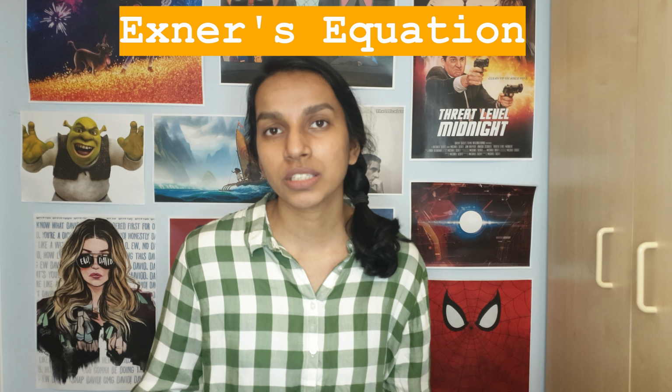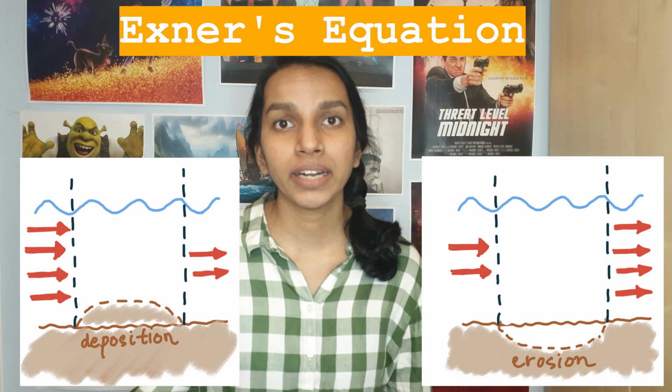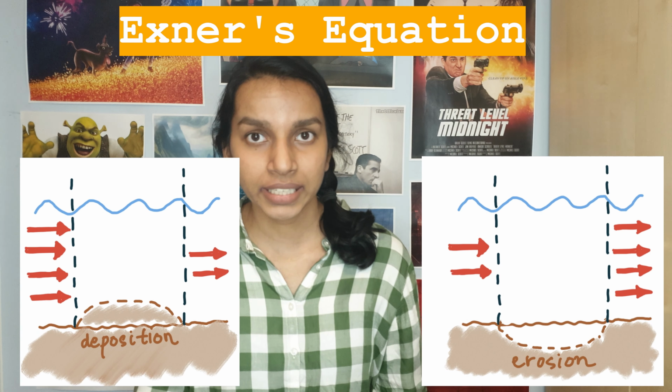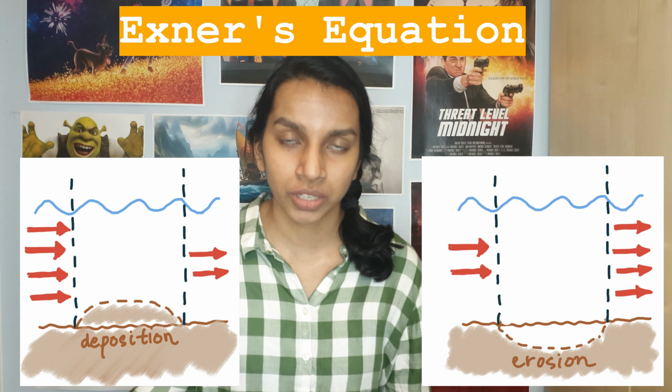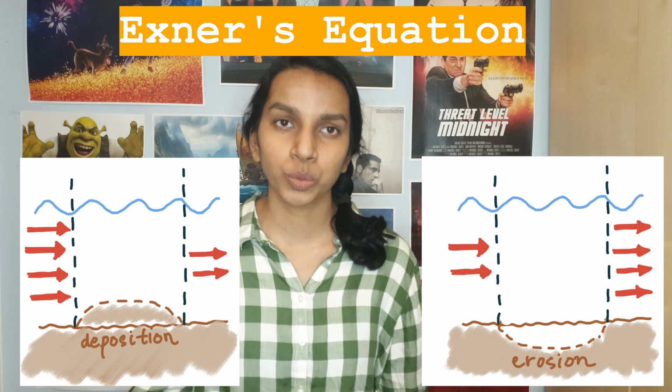This is understood by Exner's famous equation of conservation of sediment, which in essence means that if more sediment enters the section than it leaves, you will have a deposition, and if more sediment leaves a section than it enters, you will have erosion. Okay, now that we have all the necessary fundamentals required, let's talk about a real life application, that is river straightening in 1D.